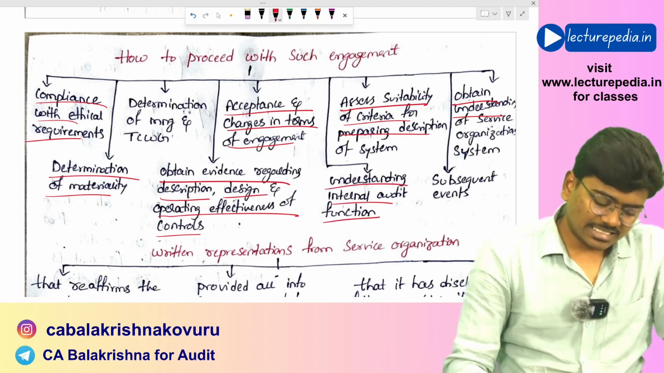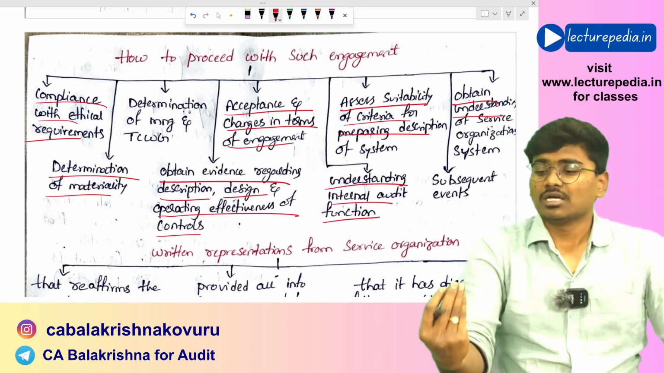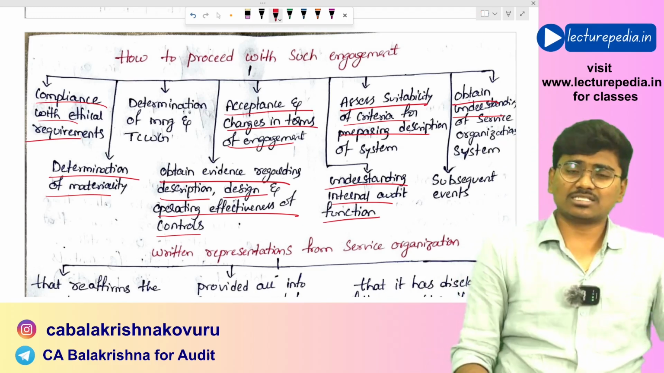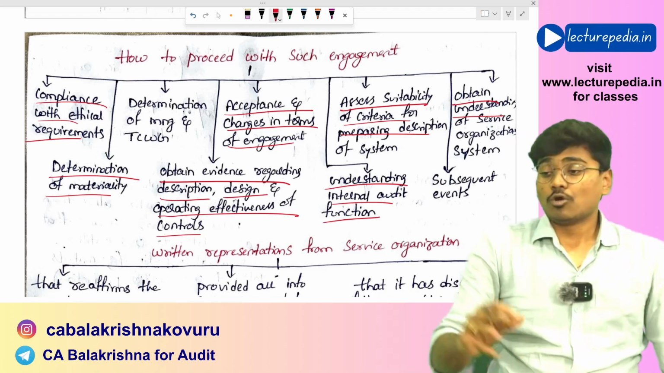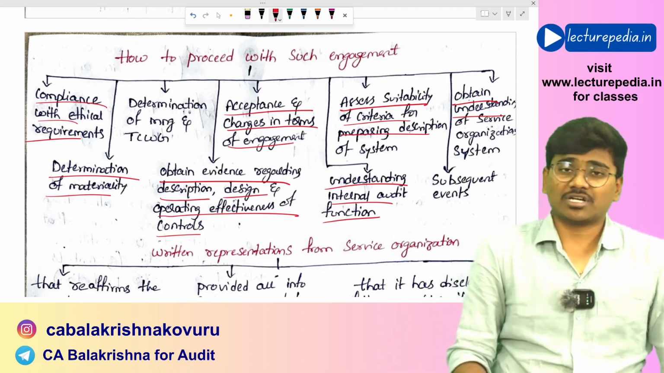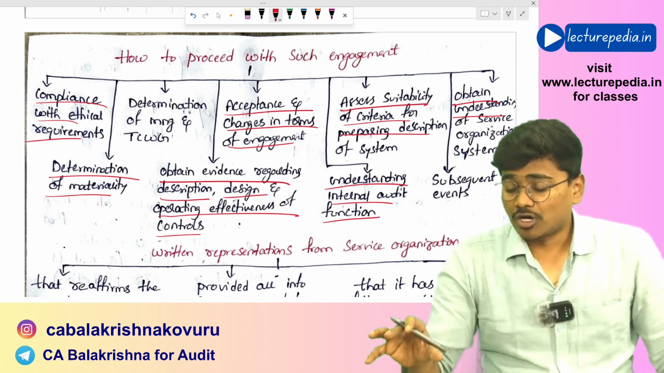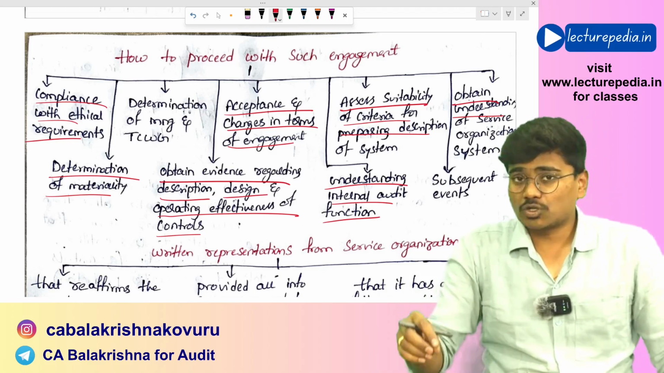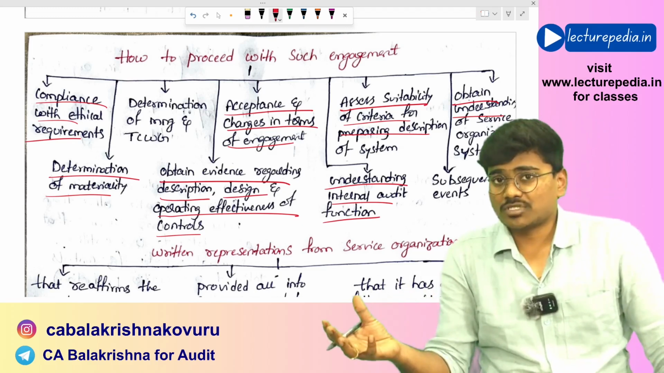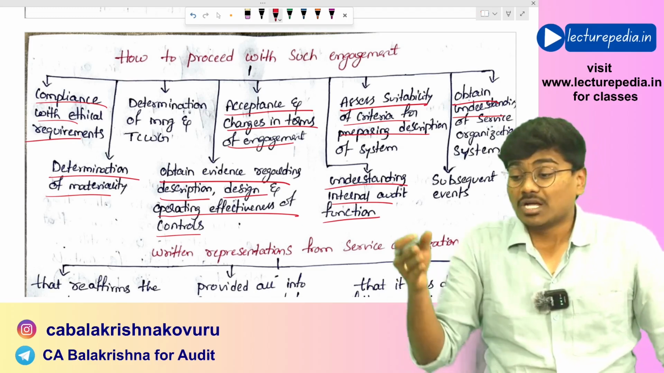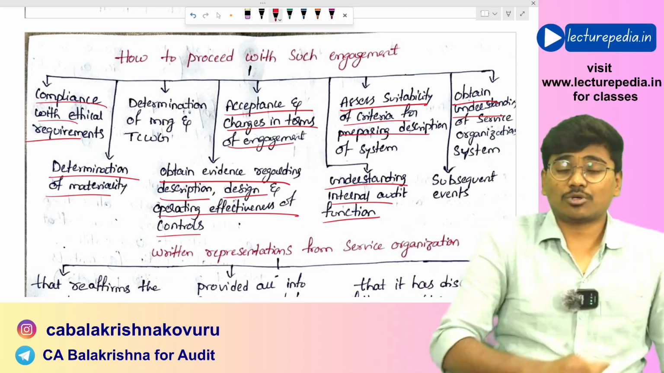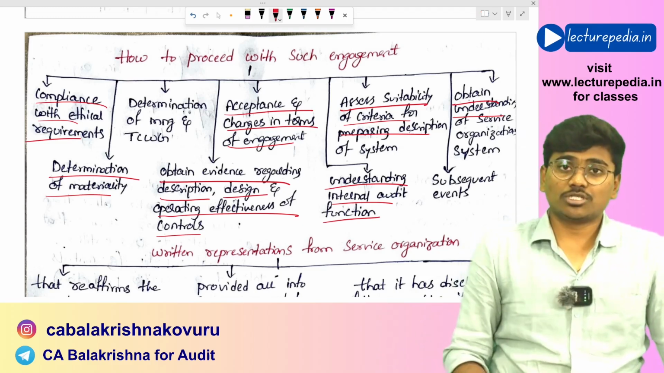And understand internal audit function. You should also understand internal audit function. If the service organization has any internal audit function, then what is the scope of that internal audit function? What controls is that internal audit function verifying? Whether it is verifying only controls with respect to activities of the service organization, or it is also verifying the controls with respect to services that the service organization is providing to the user entity. That aspect you need to check.